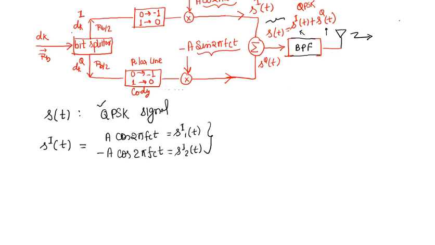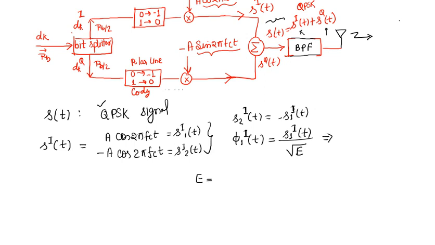So we need to find the basis which is required to fully represent S1IT and S2IT. As you can see, S2IT is minus S1IT, meaning S2IT can be represented in terms of S1IT, and therefore we need only one basis to represent these two signals. If we represent that one basis by phi 1 IT, we can evaluate it, where E is the energy of S1IT. So let's evaluate the energy of S1IT. Equivalently, S1IT is root E phi IT. So first we have to find the energy E, and then we will divide and find the basis.